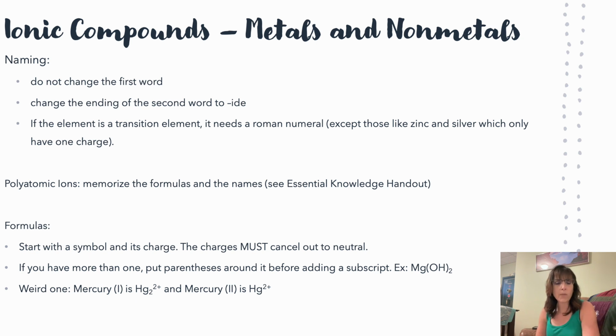And there is a weird one I want to point out. You're going to see it in the homework assignment. When mercury has a Roman numeral 1, the formula for that is Hg2 2+. If it's mercury 2, it's Hg 2+. I know, weird.